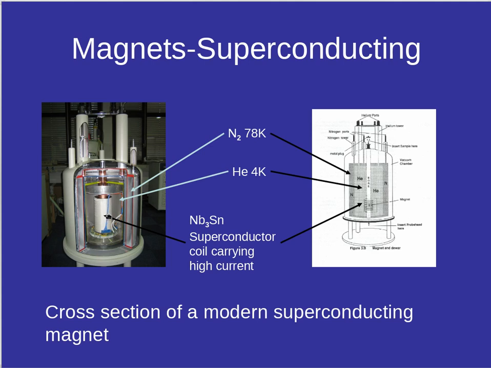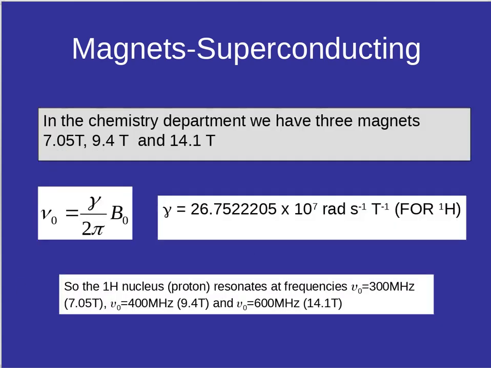So the modern way is not to use a block of ferrite permanent magnets for your NMR, but to use these powerful superconducting magnets. Okay. Right, in the department we've got 3 magnets at different field strengths. We've got a 7 Tesla magnet, a 9.4 Tesla magnet, and a 14 Tesla magnet.